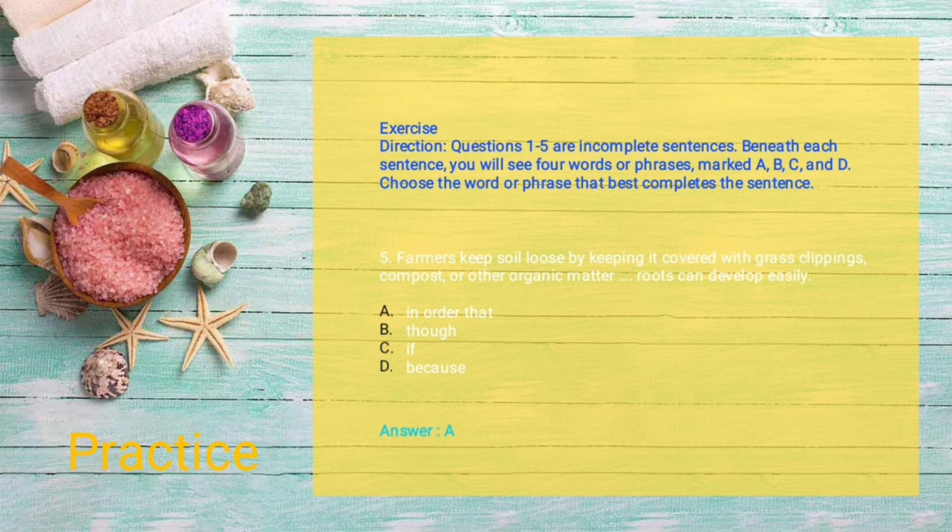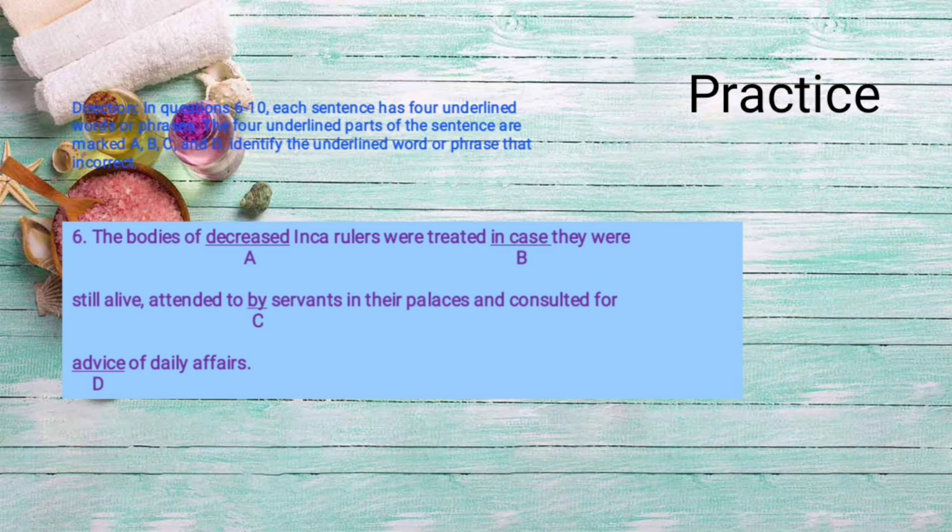Next, another part. Directions: In questions 6 to 10, each sentence has 4 underlined words or phrases. The 4 underlined parts of the sentence are marked A, B, C, and D. Identify the underlined word or phrase that is incorrect.